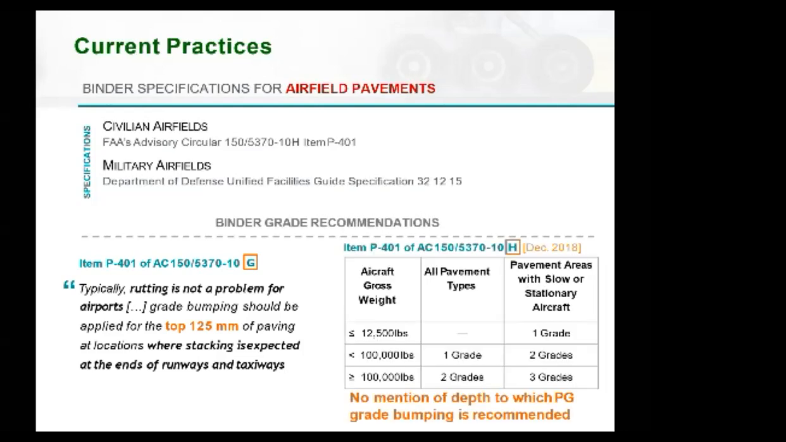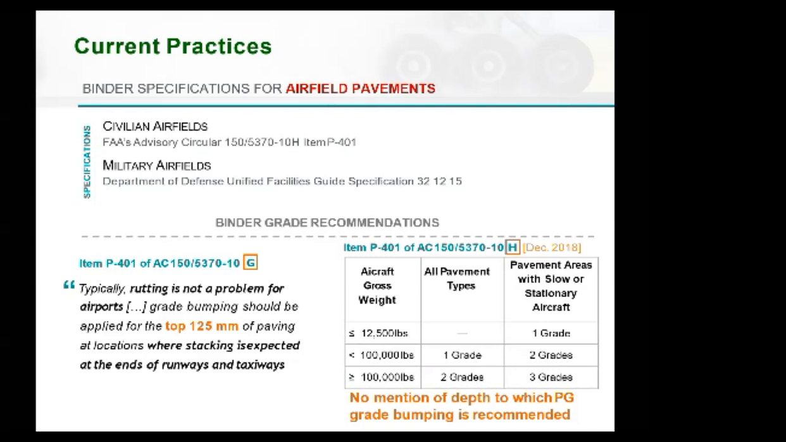Later on, in the H edition, they rectified the recommendation a little bit, and they said, if the gross weight of the airplane is between 12.5 kips and 100 kips, bump by 1 grade. If your design aircraft is going to be more than 100 kips, bump your binder grade by 2 grades.